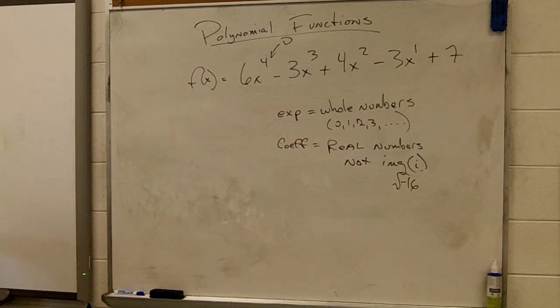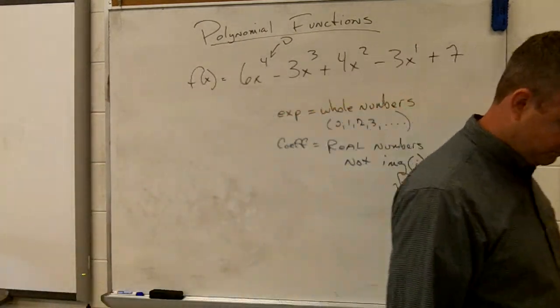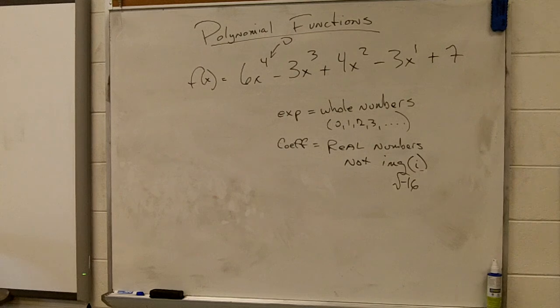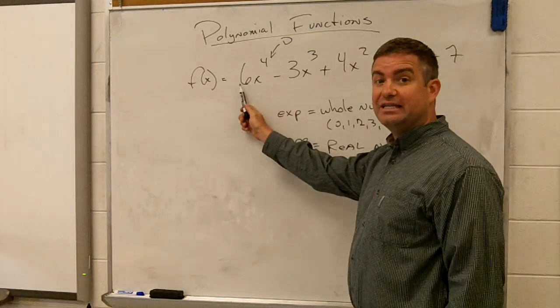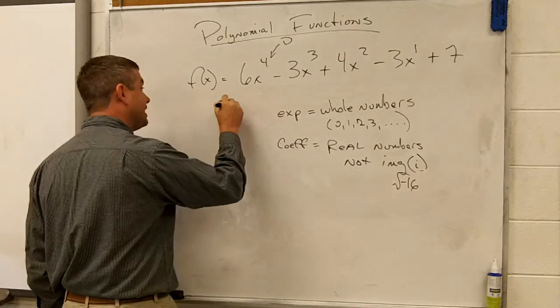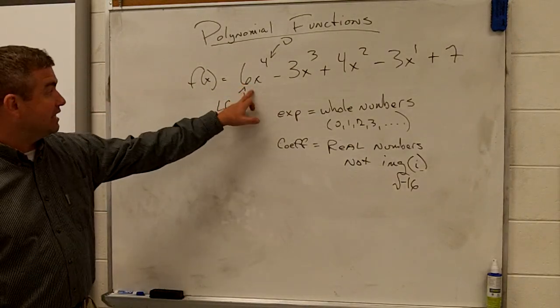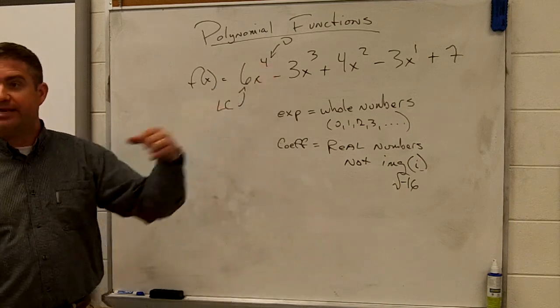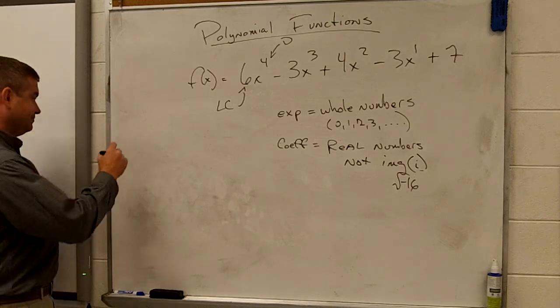The second definition there, Jacob, if you'll read for me, is leading coefficient. The leading coefficient is the coefficient in the term of a polynomial function that has the greatest exponent. So if this is the degree, then the coefficient that is tied to that one is the leading coefficient. You can just say LC and I'll know what you mean. In this example, this is the leading coefficient and this is the degree. They go hand in hand. You can't have one without the other.